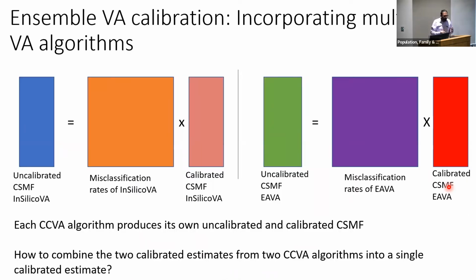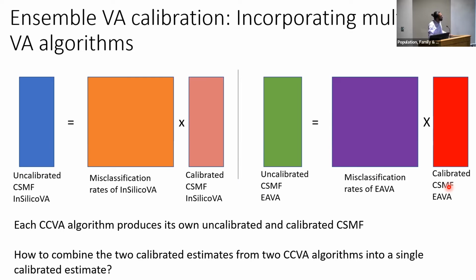Going back to Lee's question, how to combine information from multiple VA algorithms. What we have is an ensemble VA calibration that incorporates multiple algorithms. If we just look at each algorithm separately, we have their own misclassification matrix and their own raw or uncalibrated CSMF, and we can do the calibration separately and get the calibrated CSMF for that algorithm. We can do that for InSilicoVA, we can do that for EAVA. These were the two algorithms we were considering for COMSA.